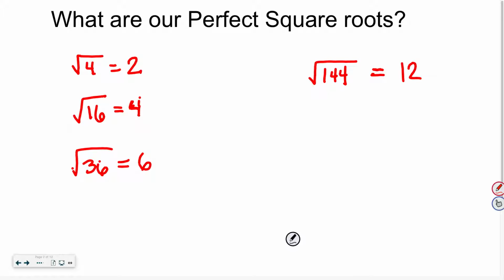The square root of 100 is 10. Make sure you have all these. These are going to be your references. What else? Someone give me another one. The square root of 121 is 11.